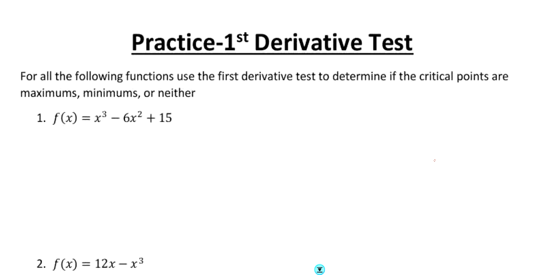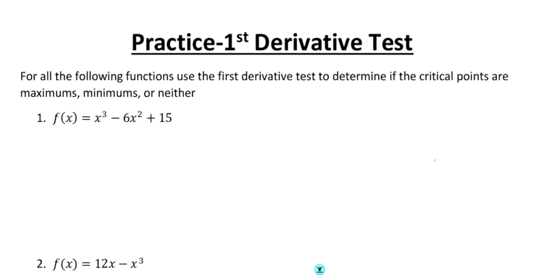Okay, so today we're going to be practicing the first derivative test. For the following functions, use the first derivative test to determine if the critical points are maximums, minimums, or neither. So when we're finding these relative maximums and minimums, we first have to find critical points. Basically we're using a skill that we've already learned. Critical points come from the zeros of our derivative.